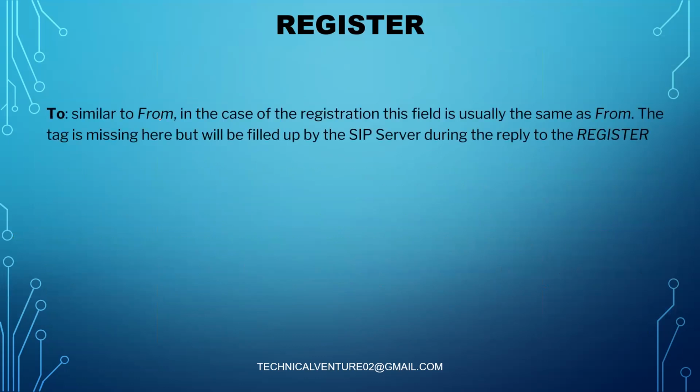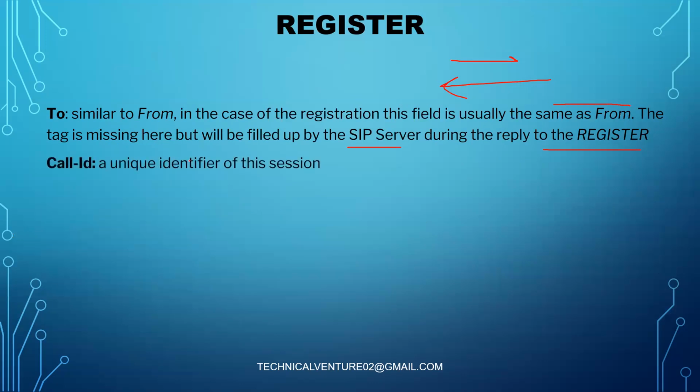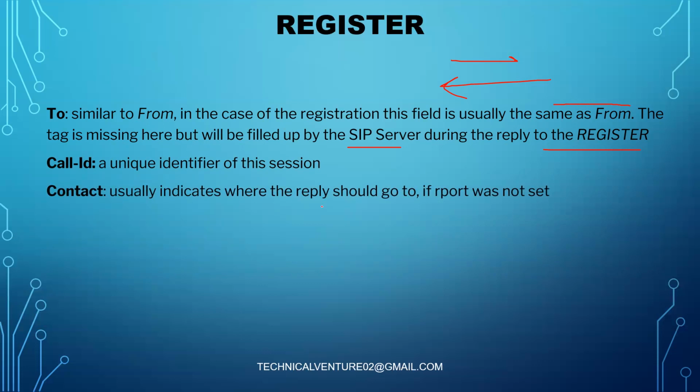To, similar to from, in the case of registration, this field is usually the same as from. The tag is missing here, but will be filled up by the SIP server during the reply to the register. Whenever there is a message for register, there will be a reply as well, right? Call ID, that is a unique identifier. Contact header usually indicates where the reply should go to, right? If port was not set.